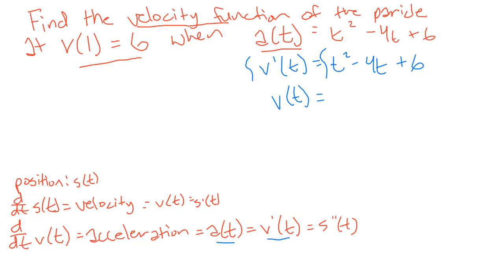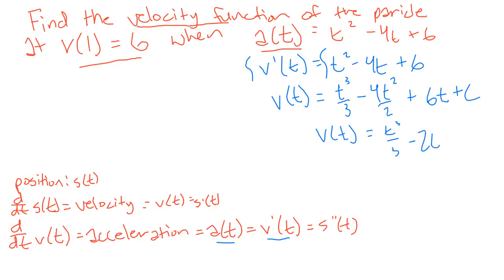Equals, so now from here it's just basic power rule. We have no coefficient, so it's t, 2 plus 1 is 3 over 3. Minus, we have a 4 times t, 1 plus 1 equals 2 over 2. Plus 6, and then just t, plus c, of course. So this is going to break down to give us v of t is equal to t cubed over 3 minus 2t squared plus 6t plus c.